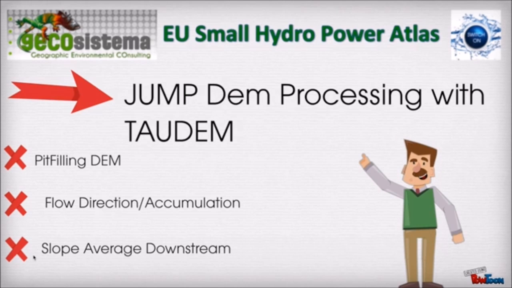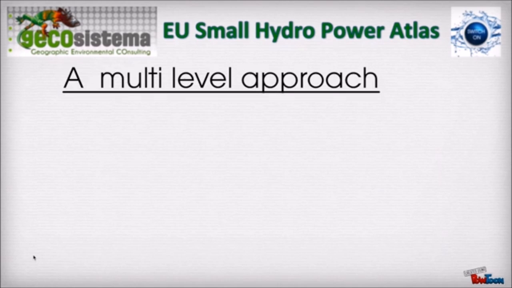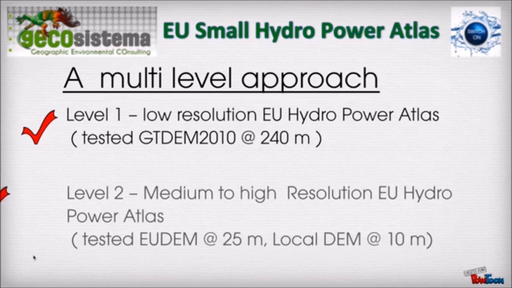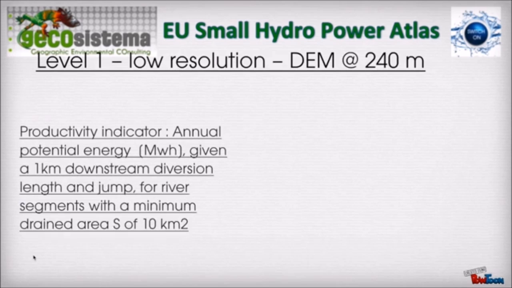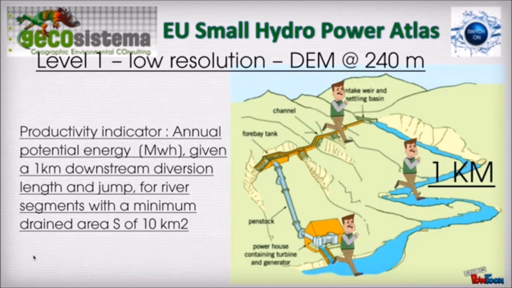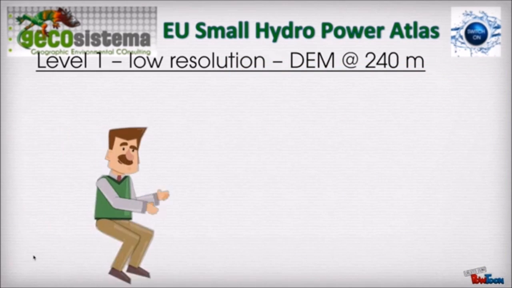The tool is being developed using a multi-level approach. At level 1 we used a low-resolution digital elevation model, while at level 2 we used much more detailed digital elevation models, available for free. Level 1 gives a productivity indicator with annual potential energy given a 1 km downstream diversion length and jump, for river segments with a minimum drained area of 10 square kilometers.